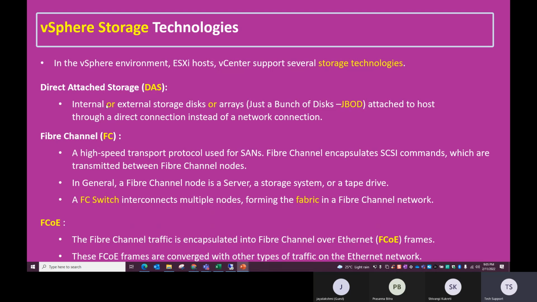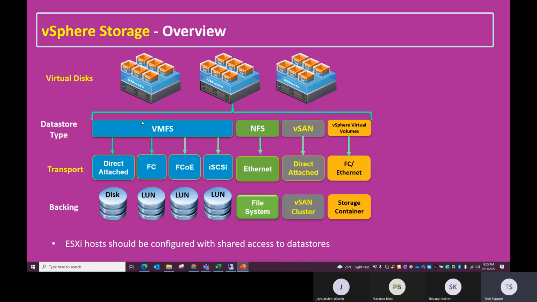So when you connect storage to the host through a direct connection instead of a network connection, if there is no network connection, it is considered direct attached storage. So the same point here: direct attached. There is no network connection, it is directly connected to the ESXi box.